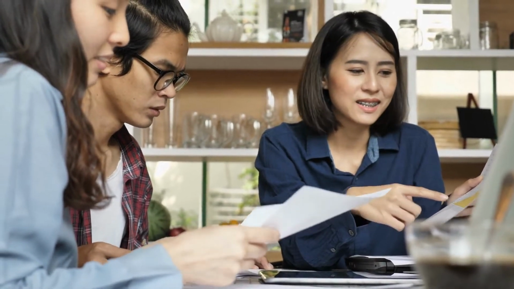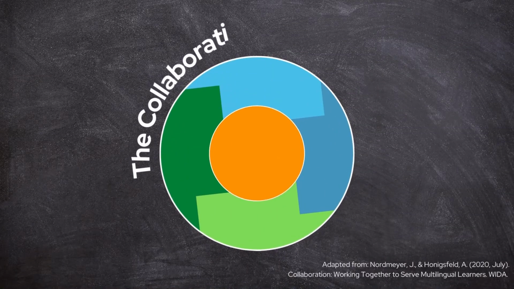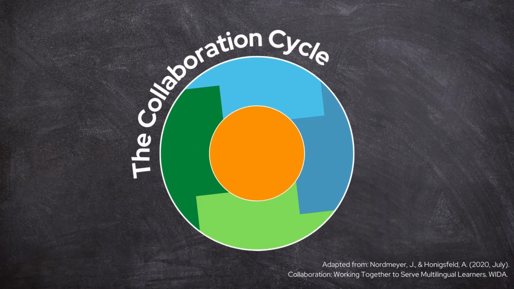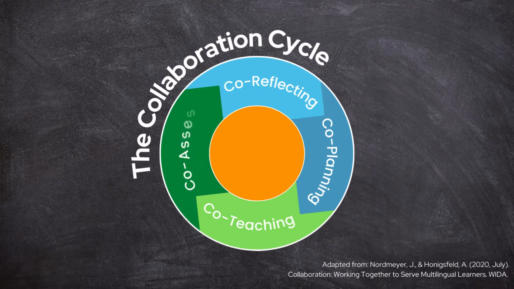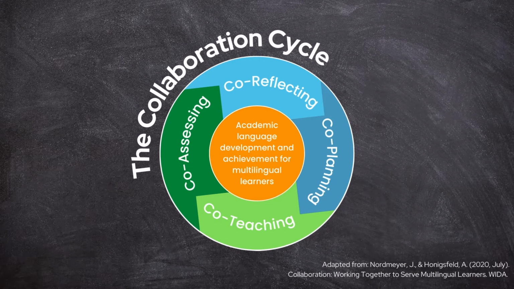First, how does WIDA define collaboration? WIDA defines it as a cyclical process which includes collaborative reflecting, collaborative planning, collaborative teaching, and collaborative assessing. Keep in mind that this is usually not in a linear direction. Let's take a closer look at the WIDA collaboration model.